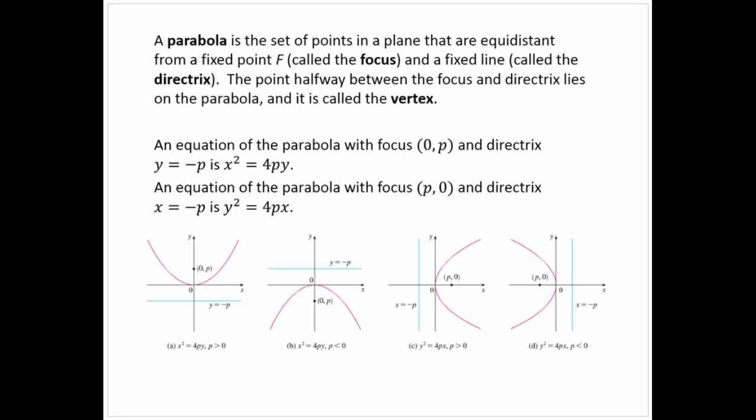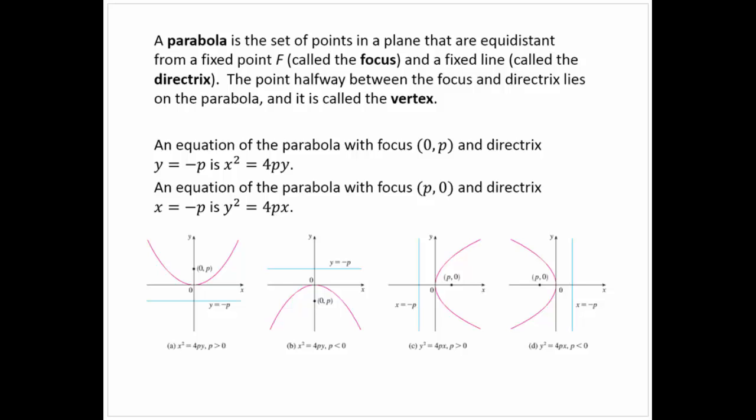All right, so first, the parabola. A parabola is a set of points in the plane that are equidistant from a fixed point F, which we call the focus, and a fixed line called the directrix. The point halfway between the focus and the directrix lies on the parabola, and it's called the vertex.